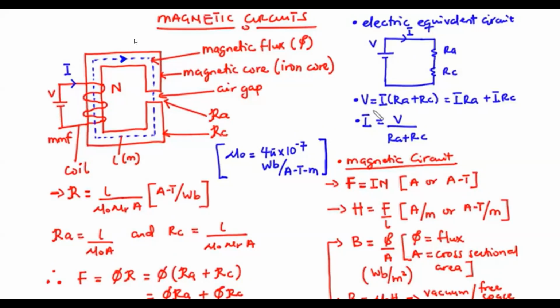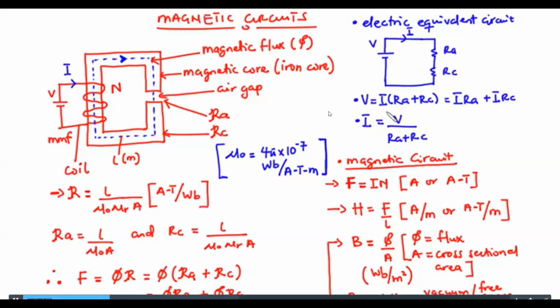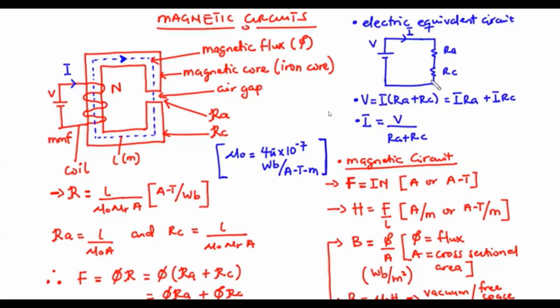So we know that the applied voltage, or the source voltage, is equal to the current that flows through the circuit times the total resistance, according to Ohm's law. That is equal to I times Ra plus I times Rc, and thus the voltages dropped across the circuit are equal to the source or applied voltage, according to KVL. And if you want to find the current flowing through the circuit, that is equal to the applied voltage divided by the total resistance.